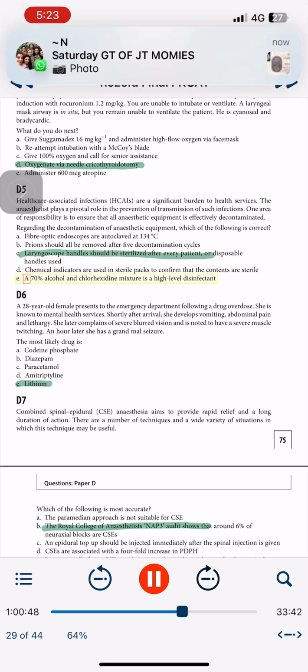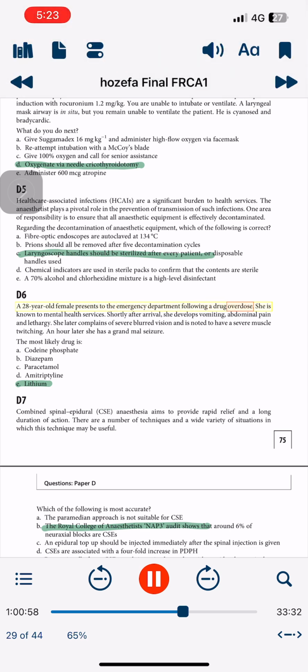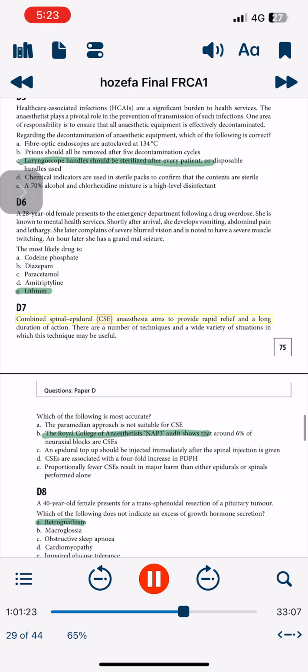D6. A 28-year-old female presents to the emergency department following a drug overdose. She is known to mental health services. Shortly after arrival, she develops vomiting, abdominal pain and lethargy. She later complains of severe blurred vision and is noted to have severe muscle twitching. An hour later she has a grand mal seizure. The most likely drug is A. E. Lithium.